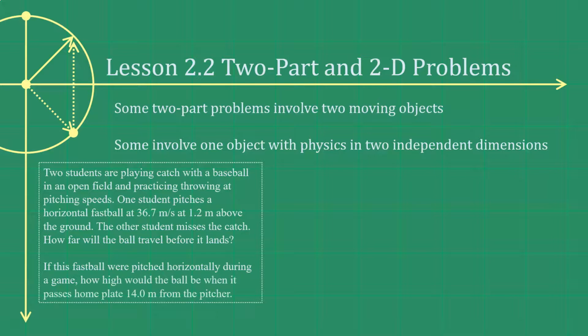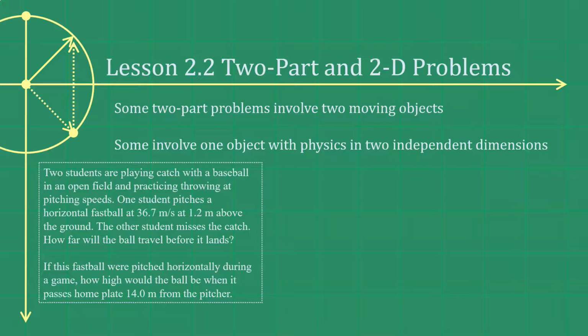Two students are playing catch with a baseball in an open field. One student pitches a horizontal fastball at 36.7 meters per second. The ball is launched 1.2 meters above the ground horizontally. The other student completely misses the catch. How far will the ball travel before it lands?